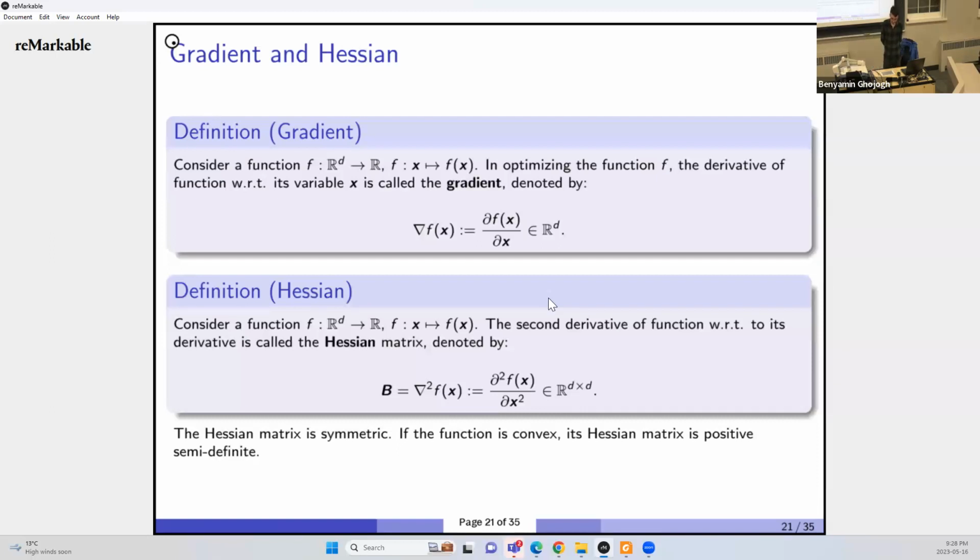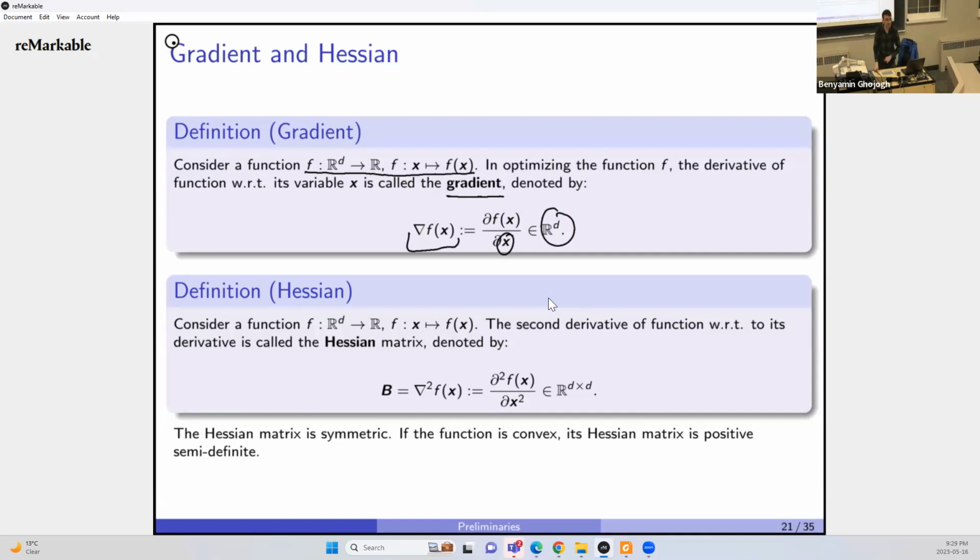Gradient and Hessian. Consider a function f that goes from x to f of x. What is the gradient? Another name for derivative, but for multidimensional variables. Whenever your variable is a vector, usually the derivative is called the gradient. It means the gradient is usually a vector, because f is usually a scalar function and x is a vector, so the derivative is usually a vector. That's why the gradient is usually a vector.